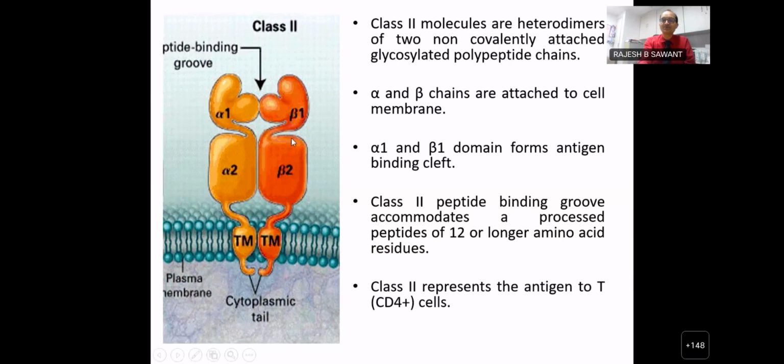Whereas when you look at class 2, the structure is different. These are heterodimers of two non-covalently attached glycosylated polypeptide chains. You have an alpha chain and a beta chain over here, and the alpha 1 and beta 1 domains form the antigen binding cleft. And we have also seen that class 2 will be interacting through the CD4 positive cell mechanism.